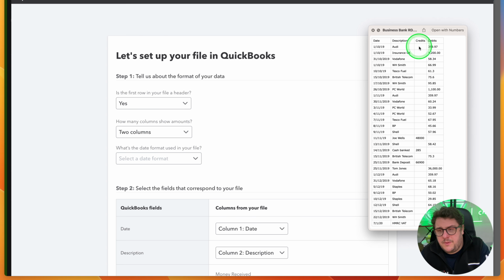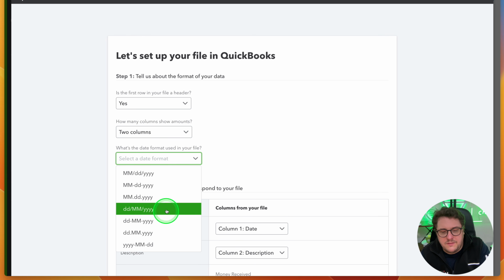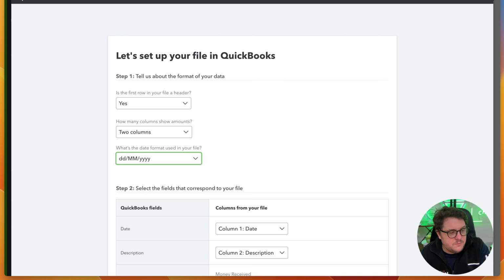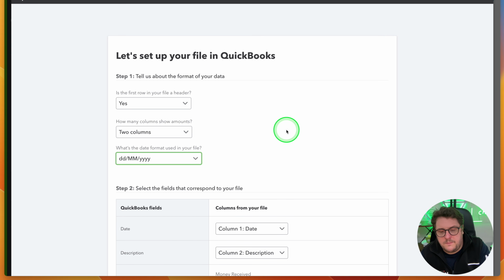How many columns showing the amounts? Well, in this one it's 2 columns, but you may be in a position where it's just 1, plus and minus. And what date format? Well, day, month, year, and that's because that's the date format that's on the left-hand side.